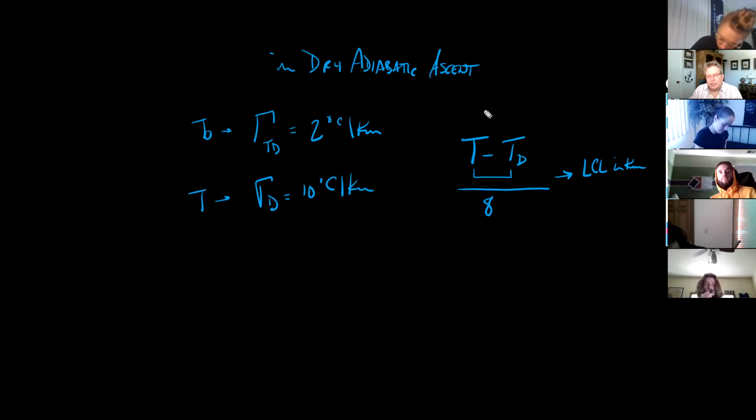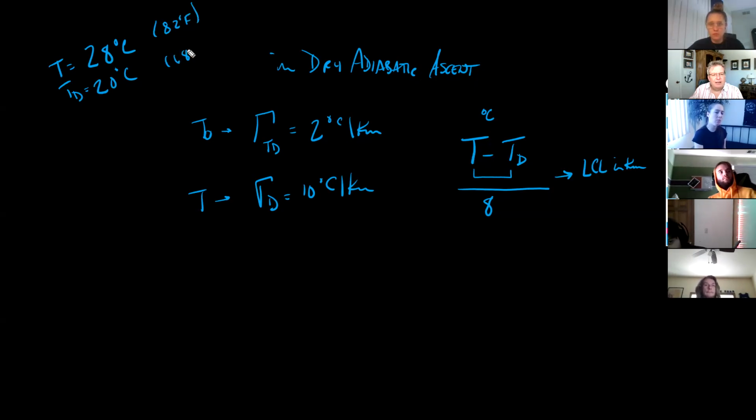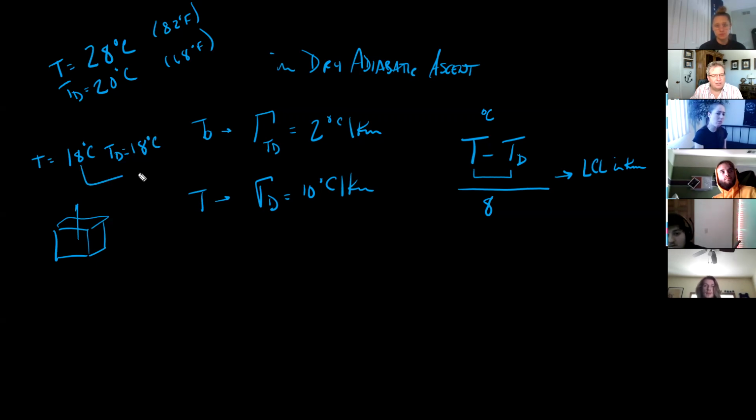And you have to use it in Celsius, right? Can't do it in Fahrenheit, but in Celsius, that would be the case. So on a hot summer day, let's say it's 28 degrees Celsius, and the dew point is 20. By the way, that's 82 Fahrenheit, and that's 68 Fahrenheit. If I took a box of air and lifted it, in 1 kilometer, the temperature would become 18, and the dew point drops 2 degrees. So it also becomes 18 degrees Celsius. Since they're the same, we say that the relative humidity is 100%, and the air is saturated. That's the LCL.